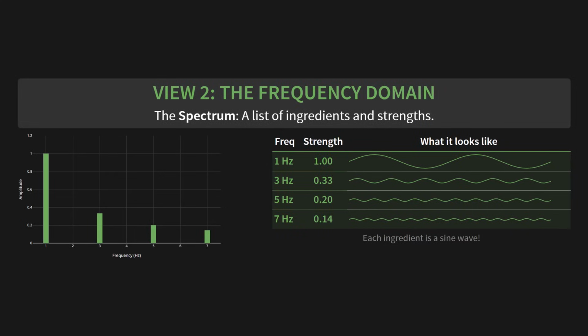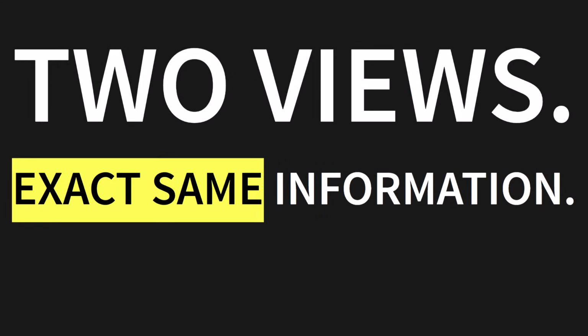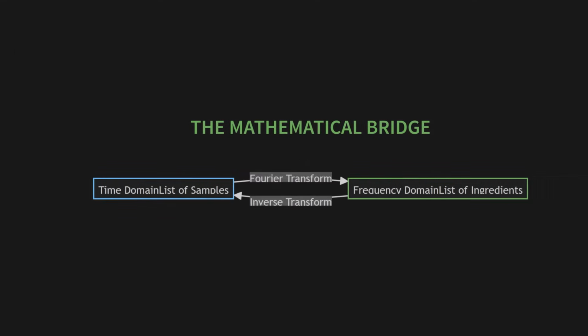So for our square wave, we have an ingredient at a frequency of 1 Hz with a strength of 1. Then another at 3 Hz with a strength of 0.33. Another at 5 Hz with a strength of 0.2. And so on. And what is each ingredient? Every single one is a pure sine wave. So here is the most important takeaway of this chapter. 2 views, the exact same information. When you switch between them, no data is created, no data is lost. It's just a change of perspective.